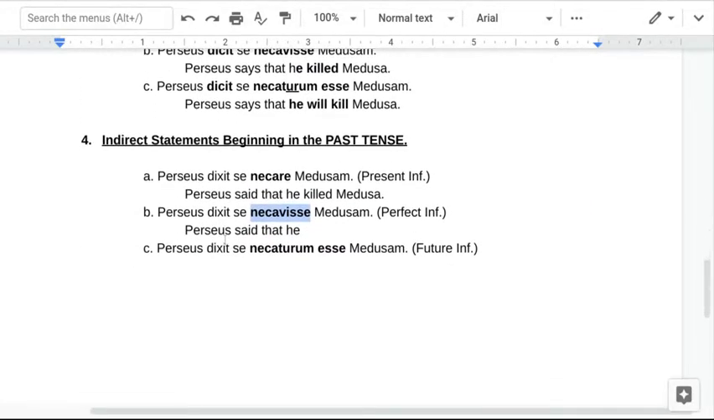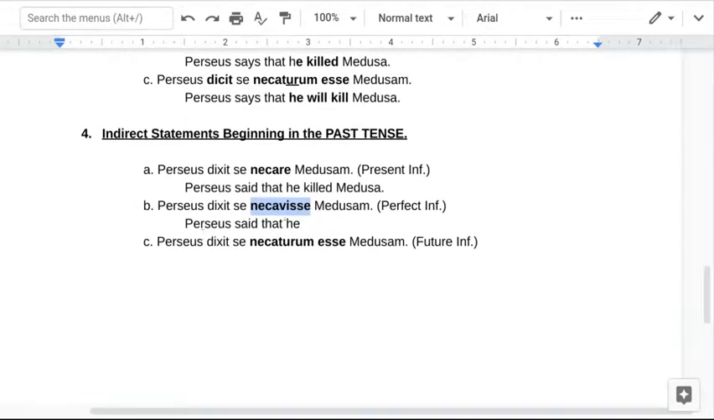All right, so sorry for the scrolling. Perseus said that he, so we already said he killed, like the present tense explains that it's the same time. But the perfect tense means that it happened before. So how do you say more before? That's the old pluperfect. That he had killed Medusa.